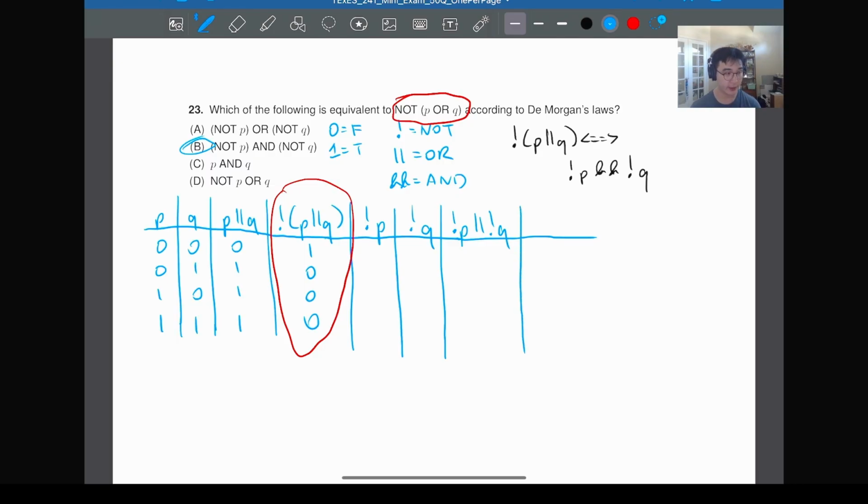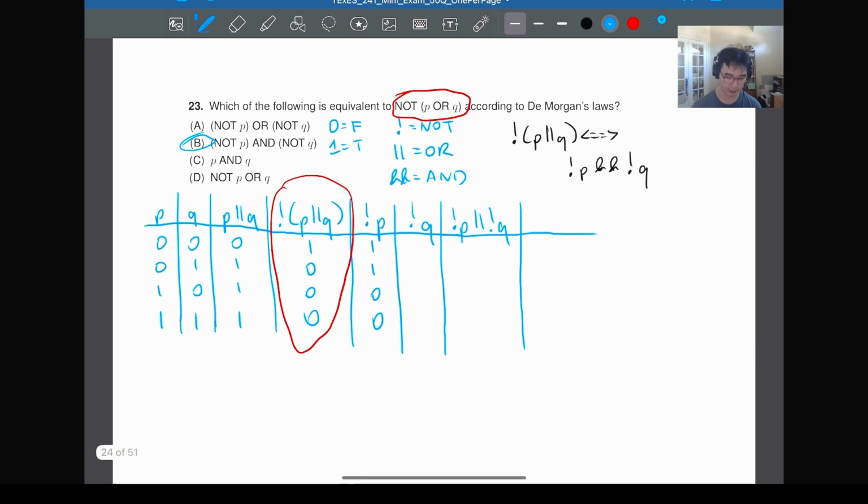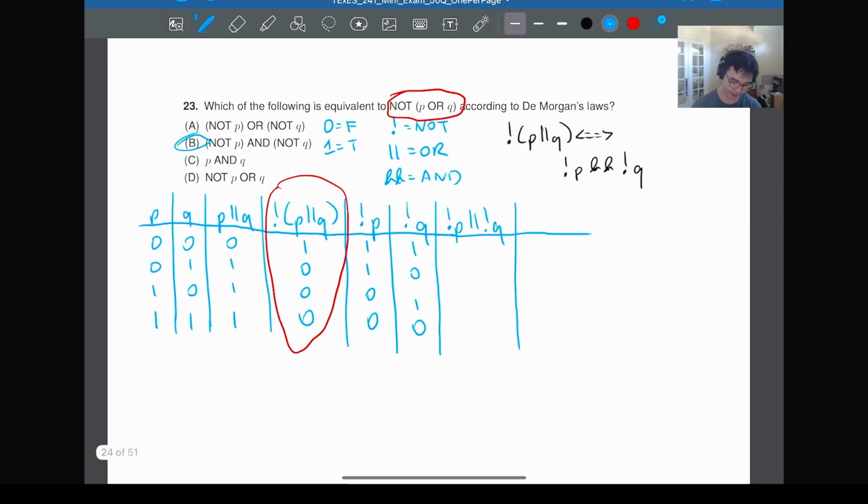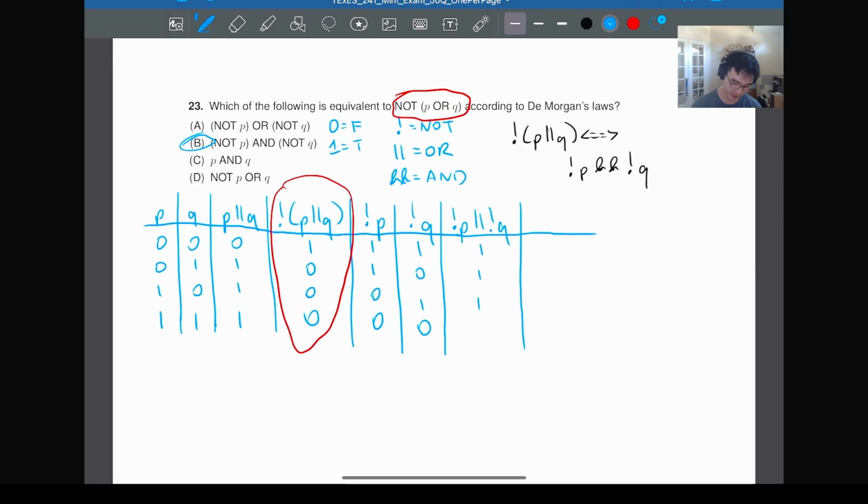So looking in the first column where P is, I'm going to not that. Looking in the second column where Q is, I'm going to not that. And now I'm just going to combine these two and OR them. So this would be 1, 1, 1, 0. So this is answer choice A. And you can see that it does not match what I circled in red earlier. So it cannot be answer choice A.